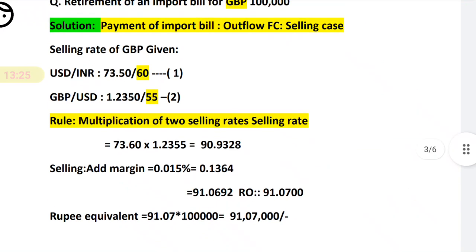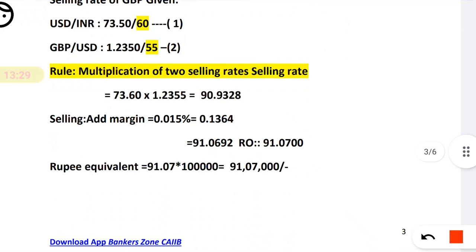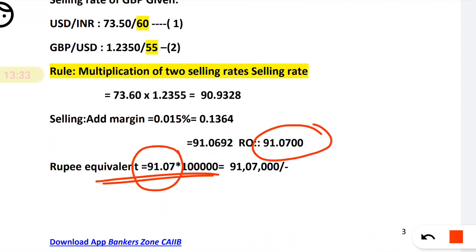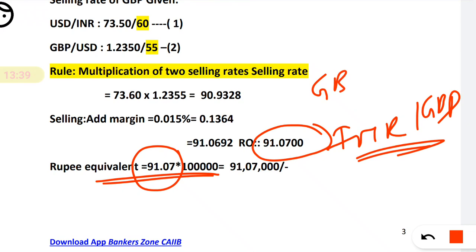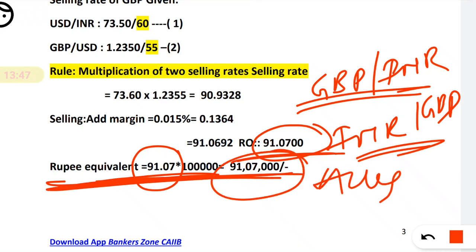Now what they have said is GBP of 1 lakh rupee. So you have to just find the equivalent in rupee. This is the amount you have to pay. This is the Indian rupee for 1 GBP, because we have calculated GBP slash INR. This is the rate. Now just multiply with 1 lakh, and you will get the final equivalent amount.